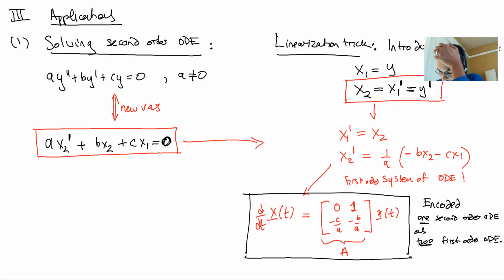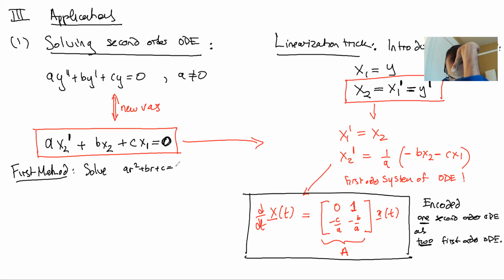So this seems to give you a different way to solve second order ODE, right? We now have two different ways of solving second order ODE. The first method is to solve the characteristic equation. But now we have a second method, which is to solve the system, this system star.